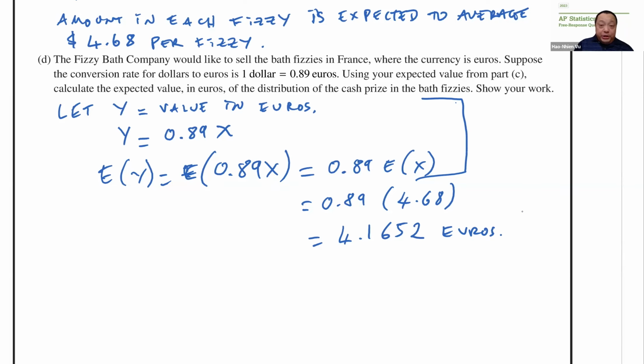Now, I don't know what the rubric will do to you if all you have is this. Are you allowed to just assume that a dollar can just convert to euros directly? Or do you have to have this part that mathematically justifies? I don't know. That's question 3.